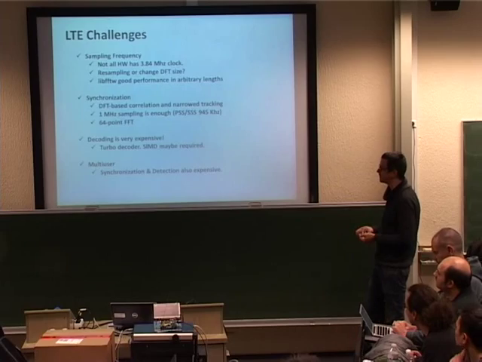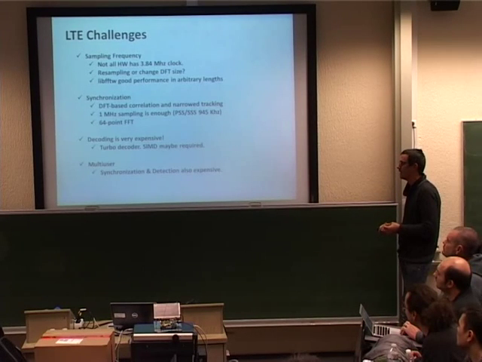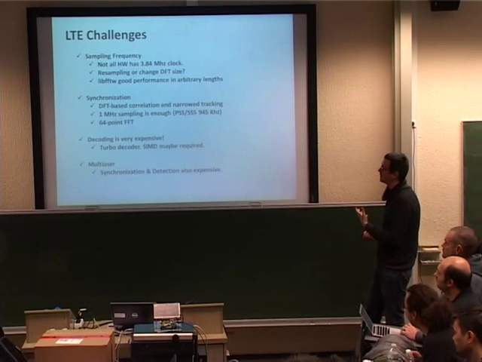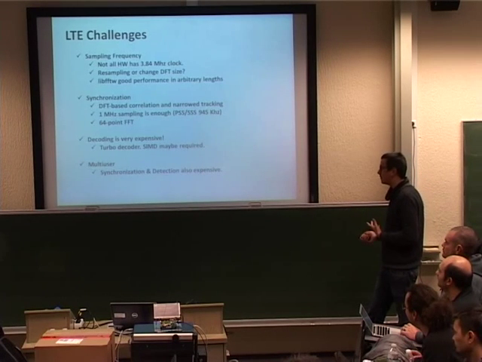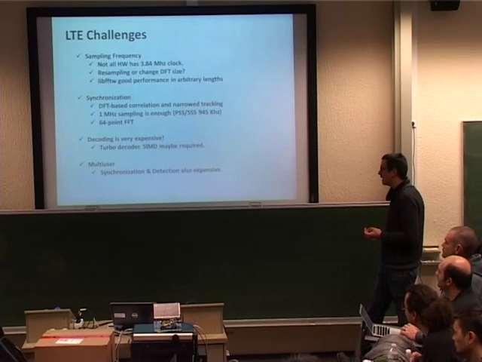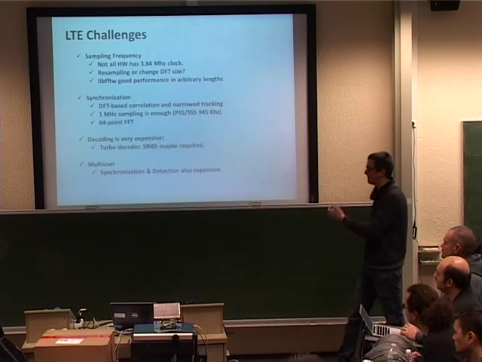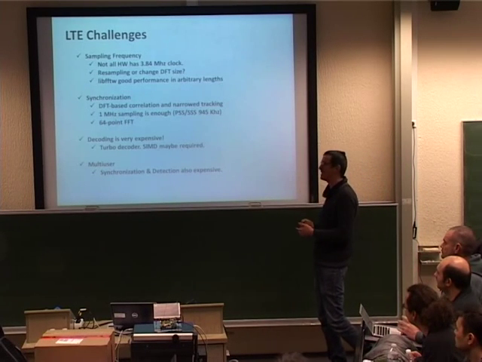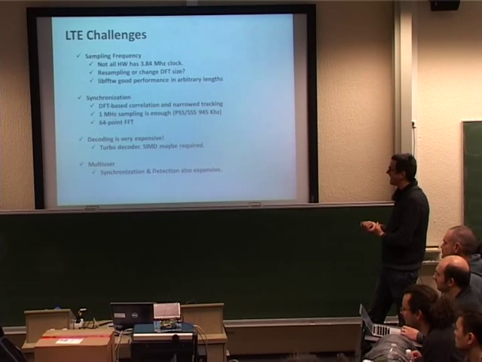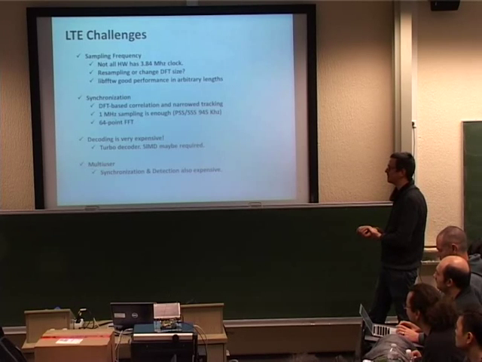Decoding is also very expensive, especially a turbo decoder, and it needs a very high throughput. So this is something that should probably be done using SIMD instructions. Volk, for instance, exactly. But implementing a turbo decoder with Volk probably is not easy. Yeah, you can do it. And also multi-user detection is a problem at the base station, especially synchronization and detection.